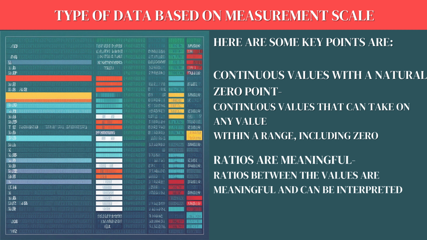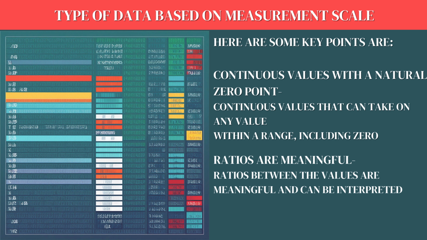Processing timings, the time taken to process a task. Example, 0 seconds, 5 seconds, 20 seconds. In these examples, a value of 0 represents the complete absence of the measured quantity, such as no sales, no time elapsed, or no items sold.